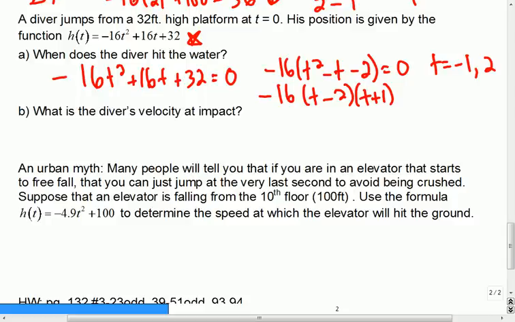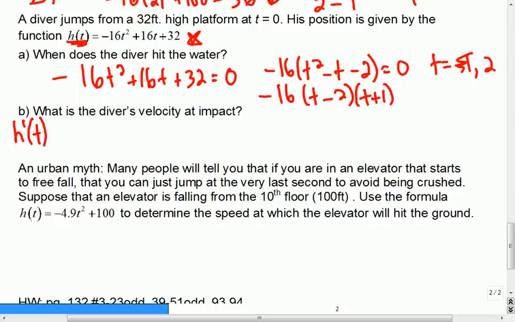No, we would just reject that. It doesn't make sense, right? It's before we started this experiment, so it doesn't happen. This person falls from the diving board, they hit the water 2 seconds later. So the question is, if this is the function that tells us how high up they are, we can use that to figure out the change in their height at an instant.